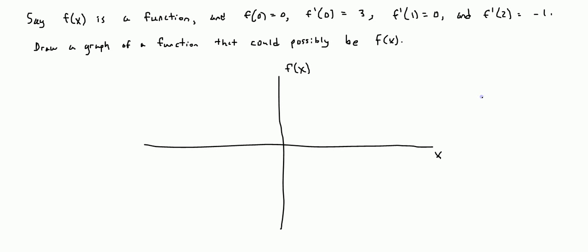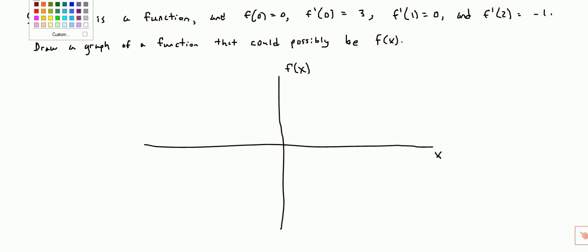In this video we have a function f of x, and we have that f of 0 equals 0, f prime of 0 equals 3, f prime of 1 equals 0, and f prime of 2 equals negative 1. And we want to draw a graph of a function that could possibly be f of x.